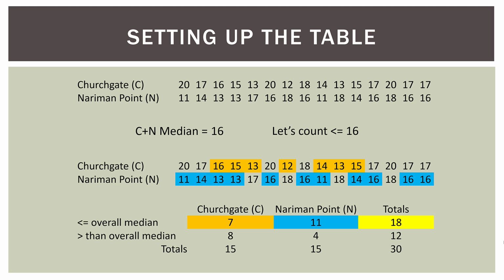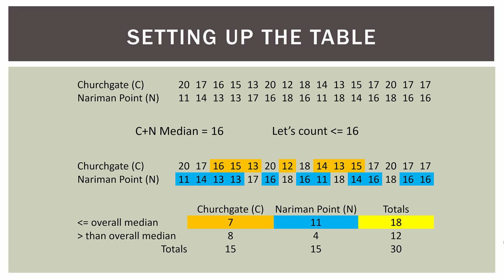Then we put that into a little table here. So we have less than or equal to overall median. Churchgate, it was 7. Nariman Point was 11, for a total of 18 observations that were less than or equal to the overall median. So that means for greater than the overall median, Churchgate had 8 observations, Nariman Point 4, and then that adds up to 12 for greater than the overall median. And then, of course, we have our totals.